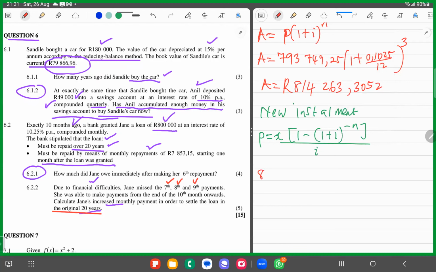Which means you have 814,263.3052, which equals x into 1 minus (1 plus 0.1025 divided by 12), it's monthly.